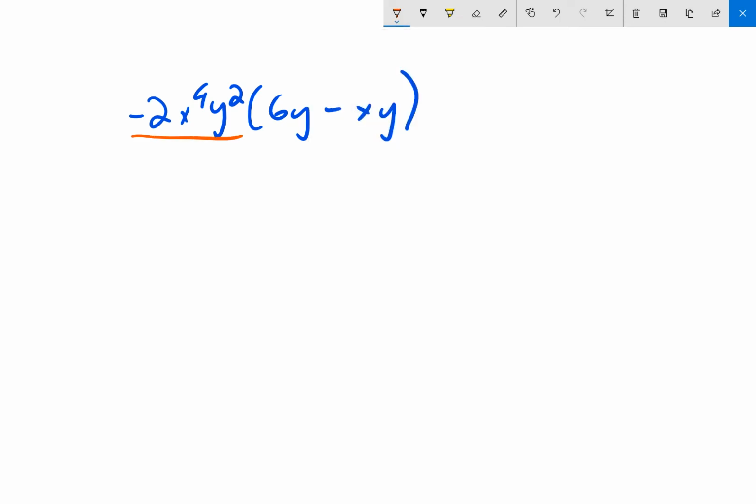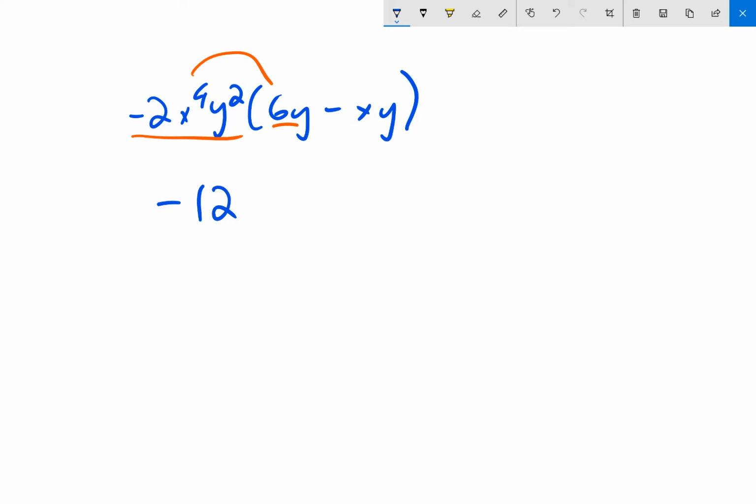So number one is negative 2 x to the fourth y to the second times 6y minus xy. So this is just simple distributing. You just have to make sure you combine your exponents really, really carefully. So you're taking all of this. This is all one term here, the negative 2x to the fourth y to the second, and you're multiplying it with 6y at first. That's our distributing. So negative 2 times 6 is negative 12.